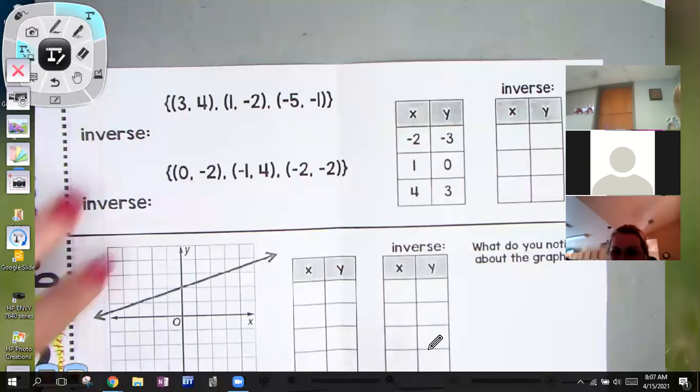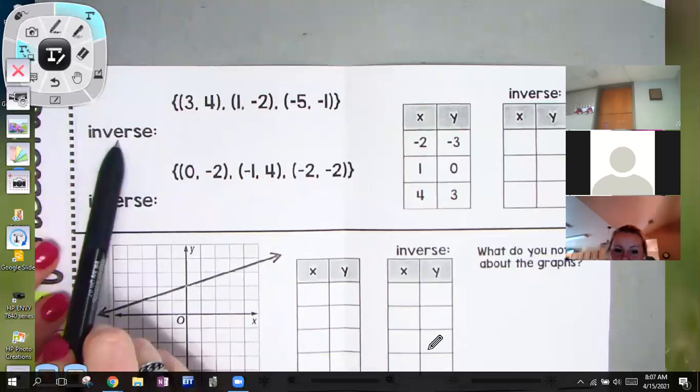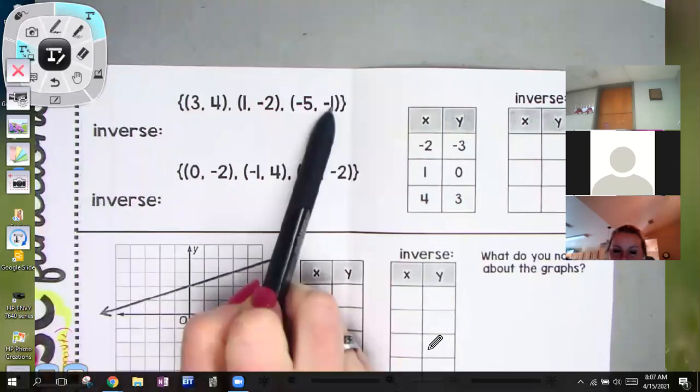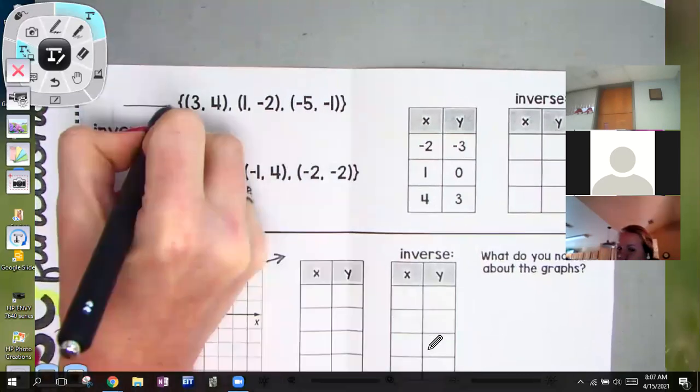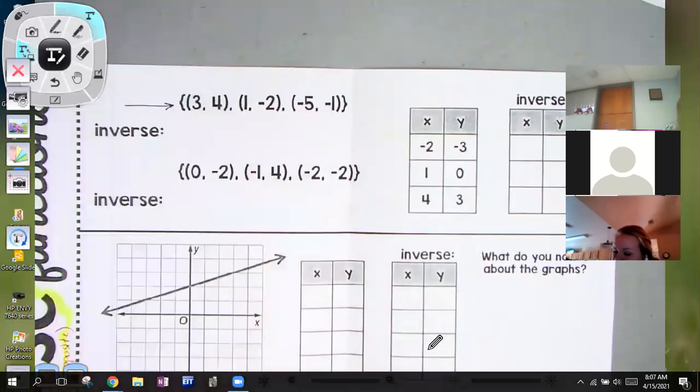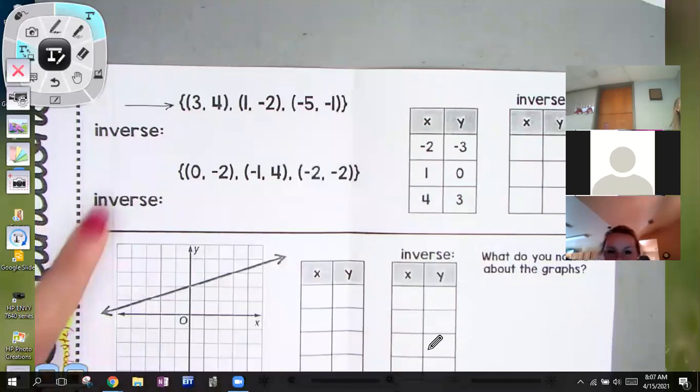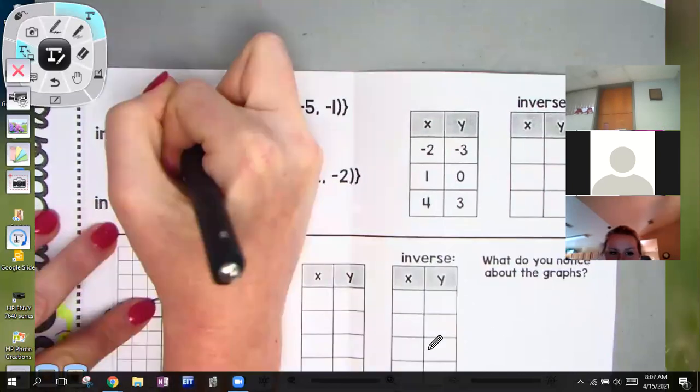All right, here we go. So we have our coordinates and we're going to find the inverse. These are all the coordinates of the original function, so we can just imagine those being graphed. Now we're going to find the inverse. I'm going to start off by drawing my little bracket.